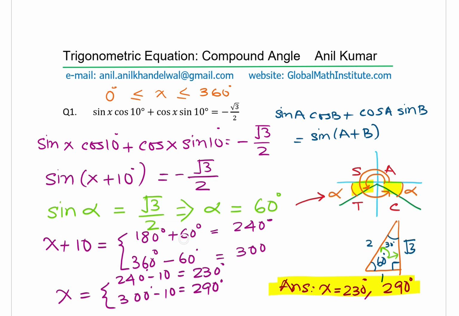When you add 60 to 180, that is the solution in quadrant 3, we get what? 6 plus 8 is 14, 240. Take away 6 from 6 is 0, 300 degrees. Correct? Now, x plus 10 is equal to both these answers. What is x? We have to take away 10 and write down our answers. So I hope now all the steps are clear so you can solve the rest of the questions.